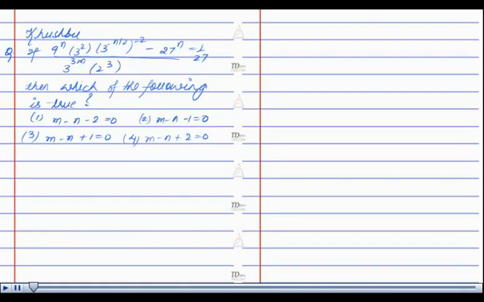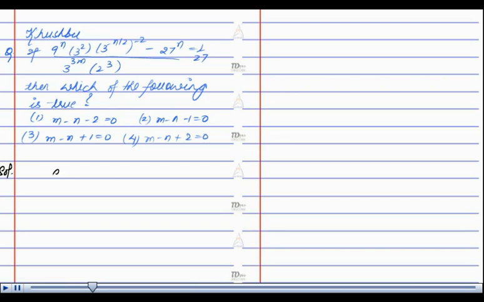Hello, I am Khushbu. The question is, if (9 to the power n into 3 square into (3 to the power minus n by 2) whole to the power minus 2) minus 27 to the power n, divided by 3 to the power 3m into 2 cube, is equal to 1 by 27, then which of the following is true?